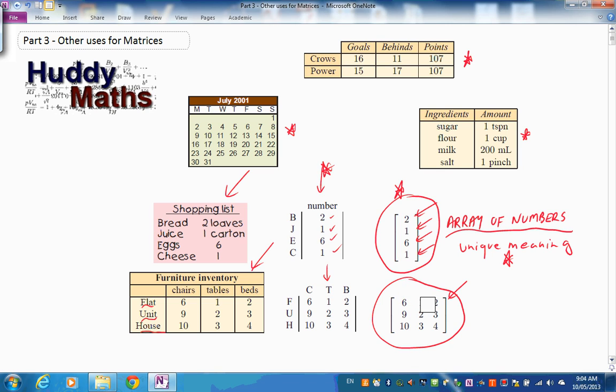No, because that's 6 chairs and 1 table in the first row. Come over here, is flat. That's in the flat. Okay, so interesting stuff.